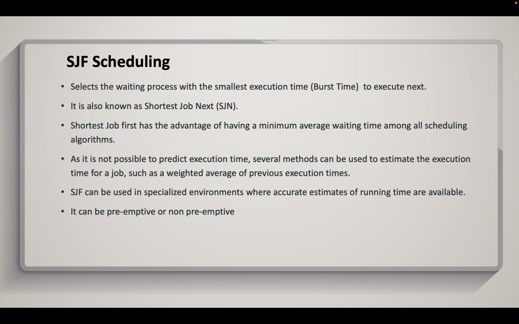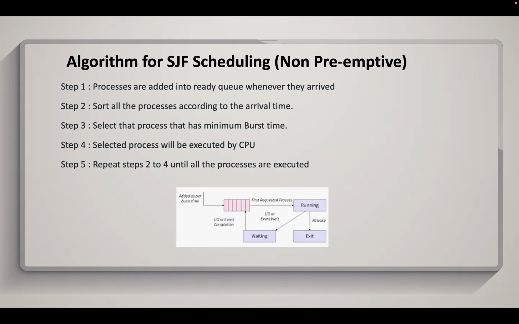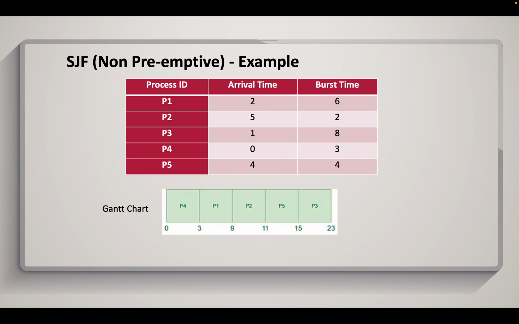The next scheduling algorithm is SJF, shortest job first scheduling. From the word itself it is very clear: among the processes available in the ready queue, the process which has the shortest burst time will get the CPU first. That's all. So see this example here. At time 0, the process P4 arrived. So P4 will get the CPU and execute for 3 unit time.